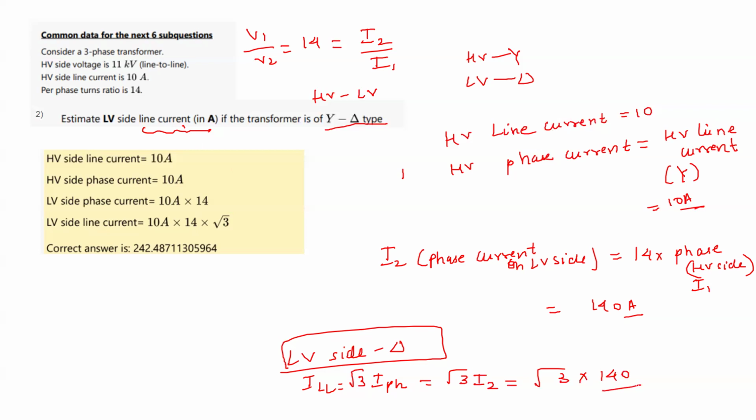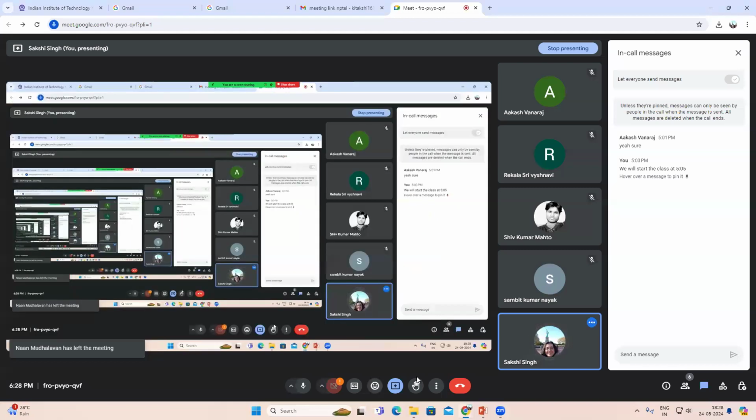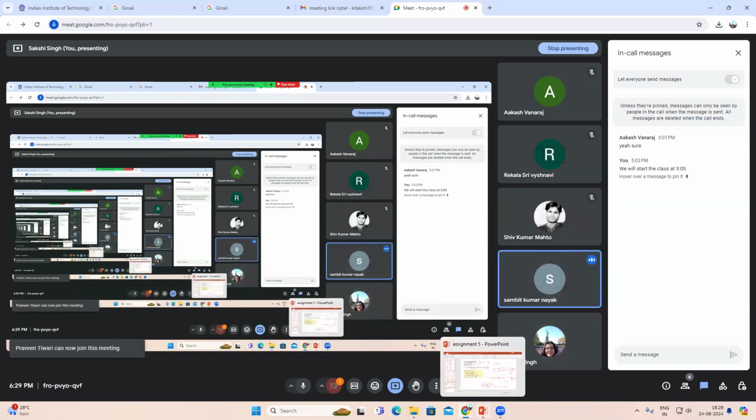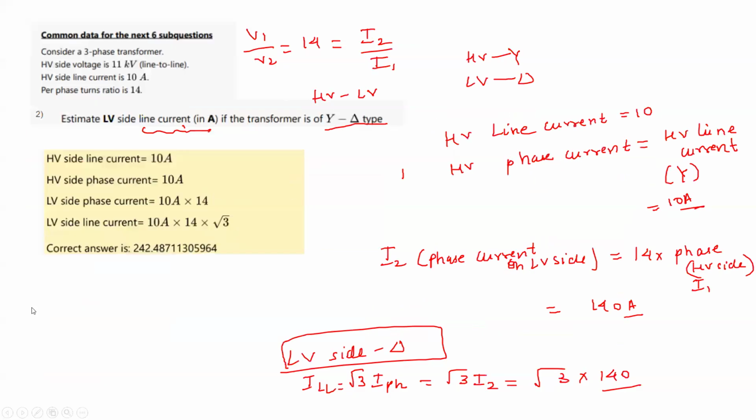So is there any doubt in here? What about other people? Is it clear? Akash, Shiv Kumar Mahato, Shri Vaishnavi, Sambit Kumar. Okay, so it's clear to everyone, right? So let us go to the next question.